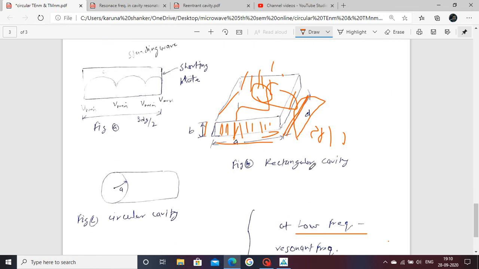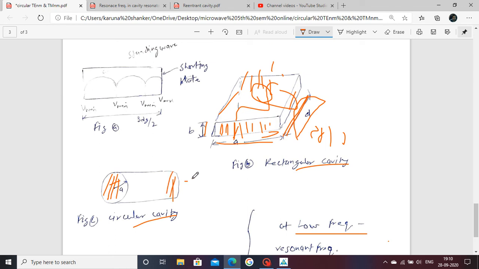Generally there are two types of cavity: the rectangular cavity, and the next one, the circular cavity. This is your rectangular cavity. Now, how is the circular cavity formed? A circular waveguide is used, which is open on both sides. Now we put a metal plate on one end, and on the other side we also put a metal plate.